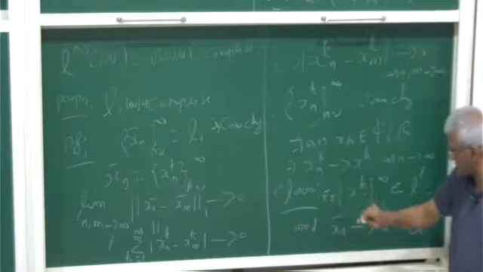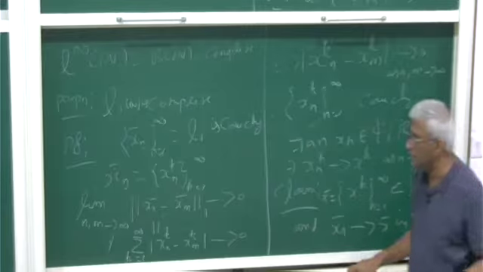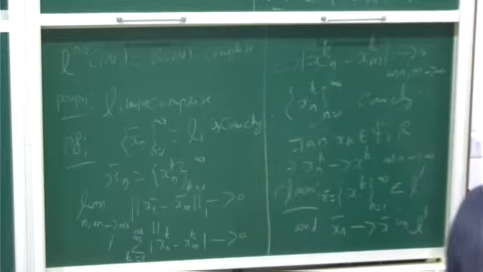Now I have to prove that this x bar is, number one, in L1. Number two, it has to converge in L1. These are the two things I have to prove. So that is the same trick which we have already done.